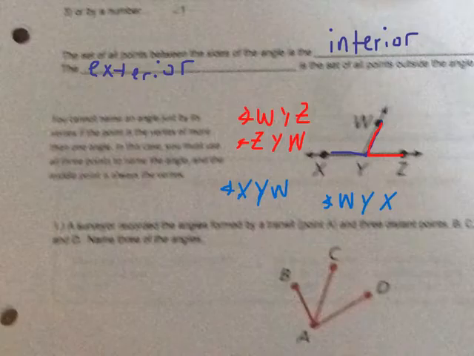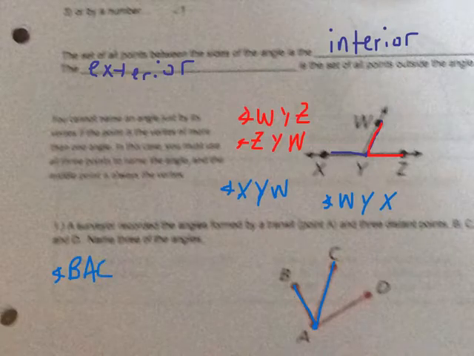It says a surveyor recorded the angles formed by a transit point, point A, and three distant points B, C and D. Name three of the angles. I'll use color and do each one separately. Here's one. I could name that BAC or CAB. I'm just going to write one down, BAC.